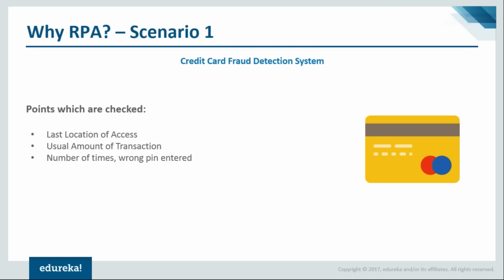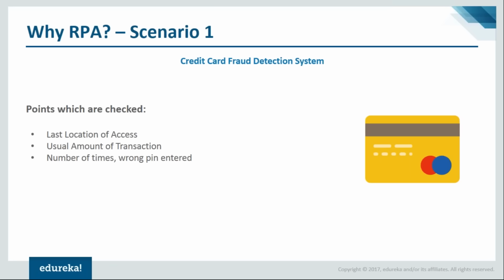Now, any transaction that is coming in is judged on the basis of rules that you have designed, right? Let's consider these rules to be something like this. For example, the last location of access of your credit card is far away from the location showing in the transaction right now. So it becomes suspicious. Second, the usual amount of transaction: maybe in a month you transact around 20 to 30,000 from your credit card, but suddenly you made a transaction of 500,000, right? That is a huge number.